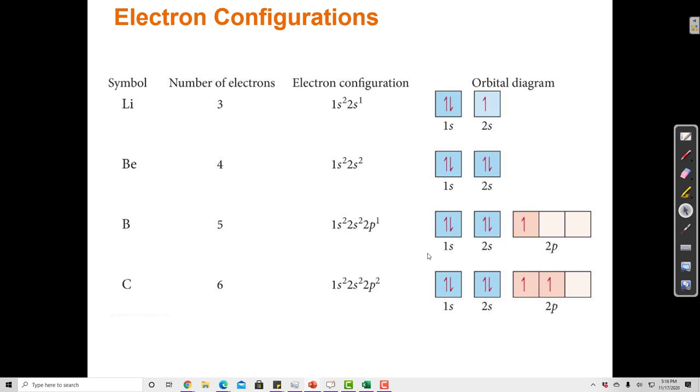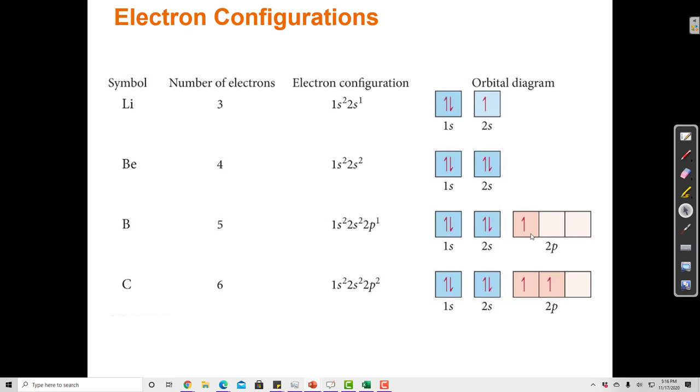Sometimes in this book, and in some books, we'll see orbital diagrams written horizontally like this. So it gives us the same information, 1s2, 2s2, 2p, and we'll see 2, 4, 6. We can fill them up like that. But what's lost in this representation is the relative energy levels. So don't be confused if you see it like this. It's still just telling us the orbitals and how many electrons are in each one.